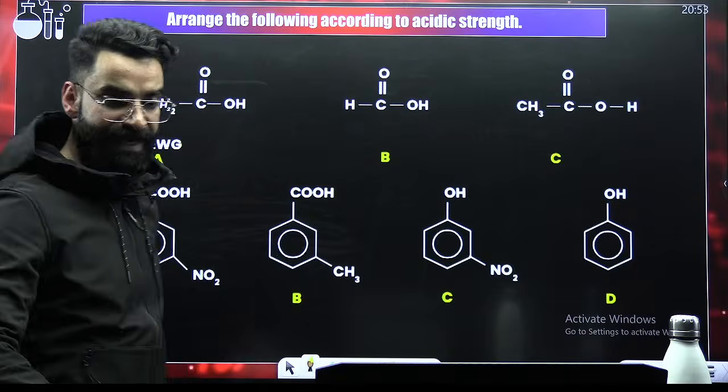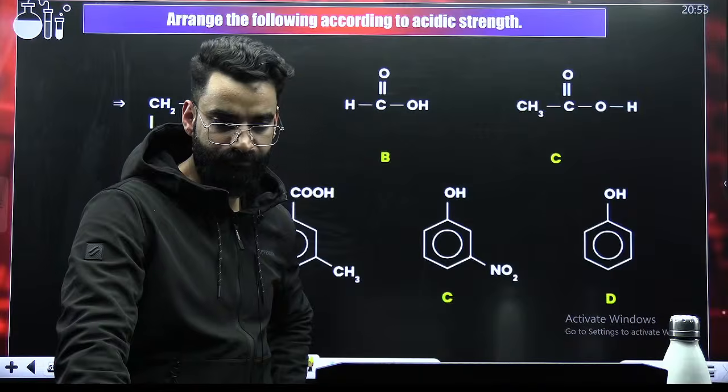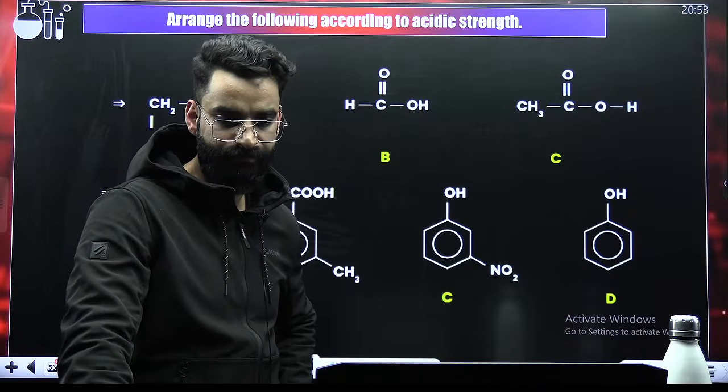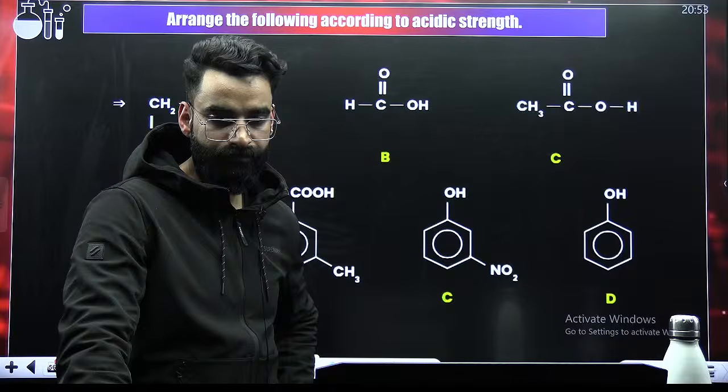Arrange the following according to their acidic strength. Quickly, guys.